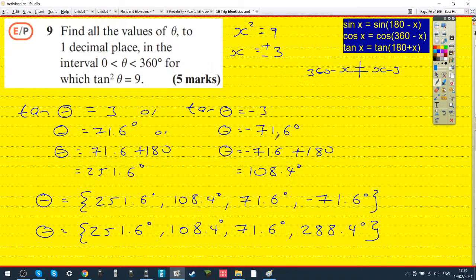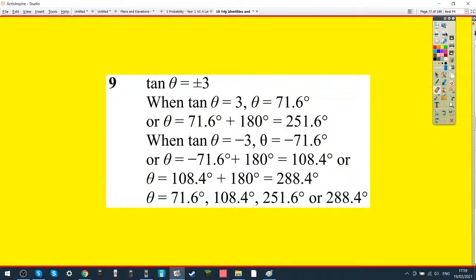When one of our solutions isn't between the range. So one of our solutions was minus 71.6. That's not between 0 and 360. And so you can add 360. Okay. You can use it to get a solution that is in the range.